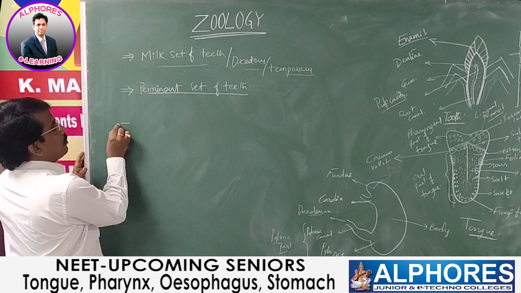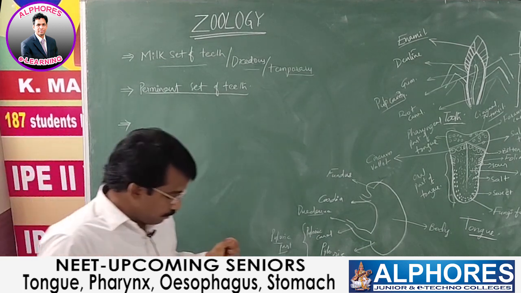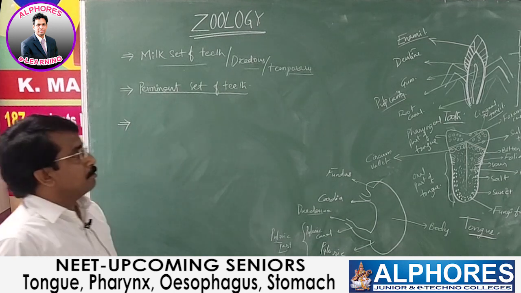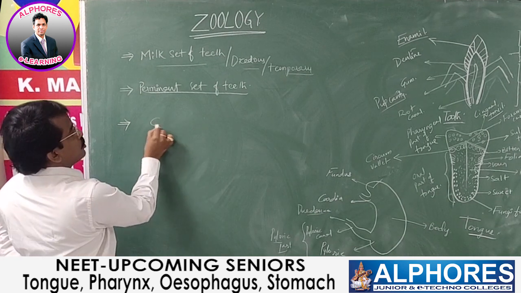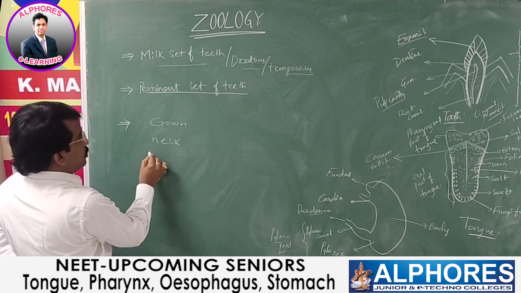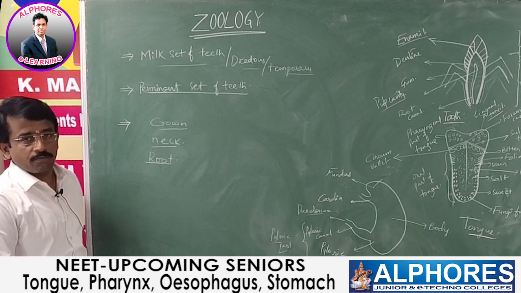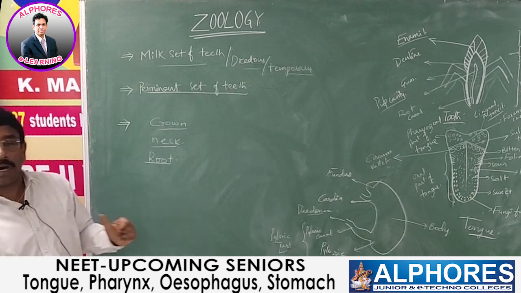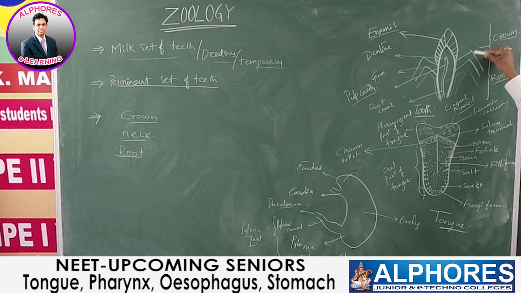We move on to the tooth in terms of structure. The structure of the tooth shows 3 parts: the crown part, neck part and the root part. There are 3 parts in the tooth, of which the crown is the visible part. Here we can see the part above the gums is the crown, which is the visible part.